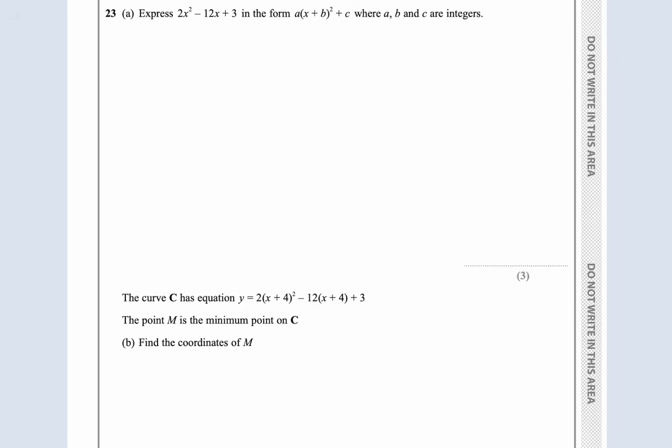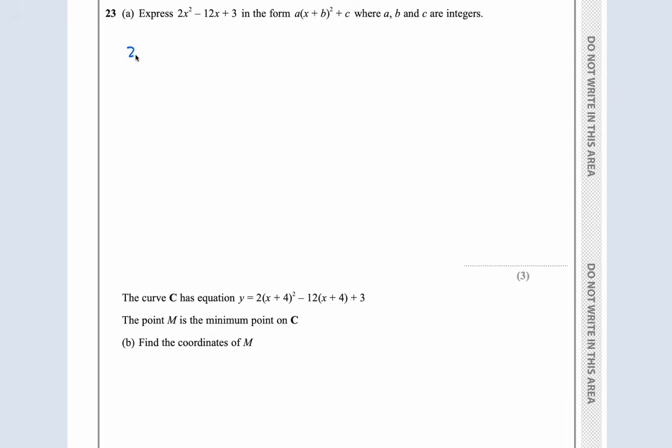Okay, question 23. Express this in this form. Okay, I'm gonna do it, guys. I'll do it the long way, and then I'll do it the easy way. The easy way works fine, guys. You get full marks, but I want to show you the long way as well.